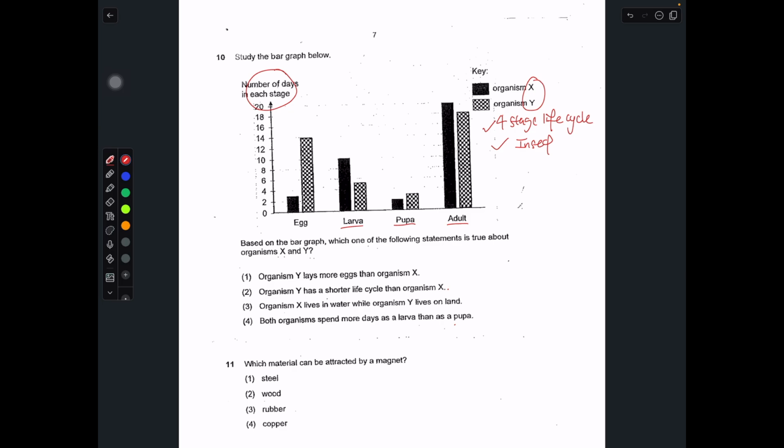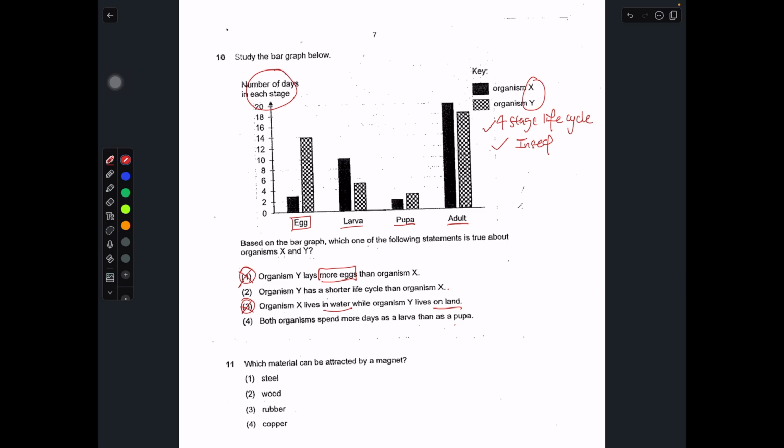So these are the two pieces of information that can be established. Based on the graph, which one is the following statement? So number 1 is wrong because over here it is showing you the number of days the eggs take to hatch. It doesn't tell you whether there are more eggs or fewer eggs hatched as compared between the two organisms. As well as number 3 is wrong. It doesn't make sense. Because over here you can't tell whether they live in water or land. Even if it's true, you can't tell it from the graph. So 1 and 3 are wrong.